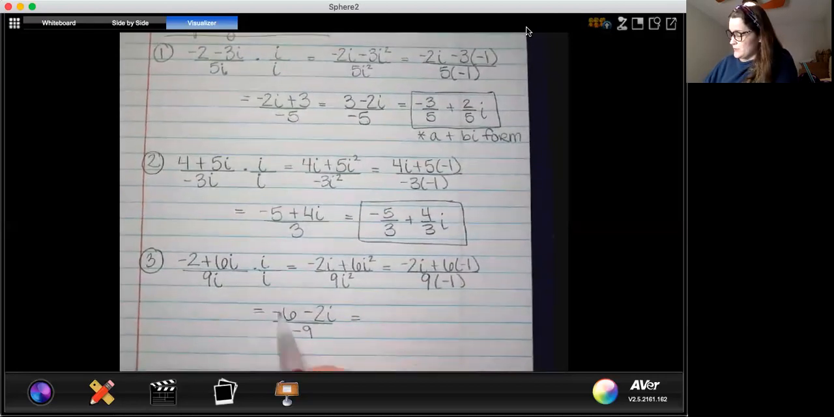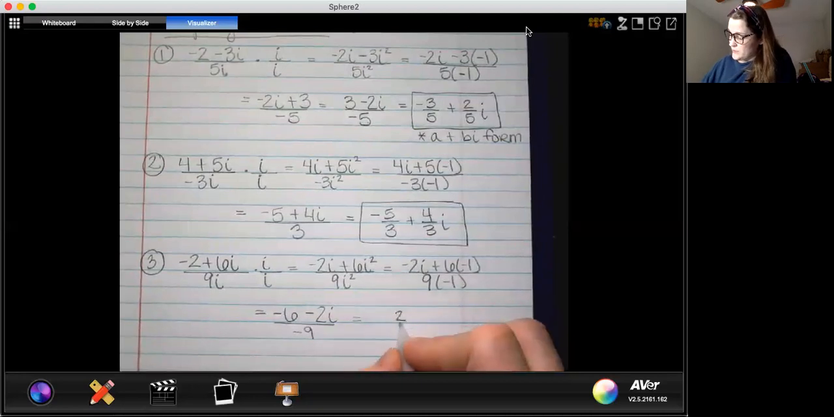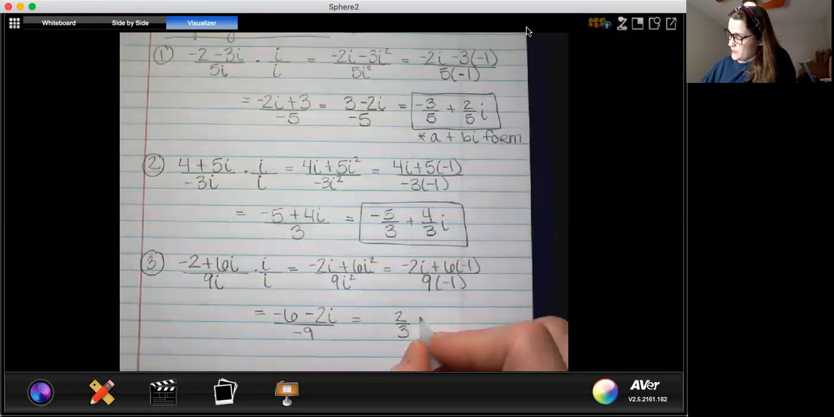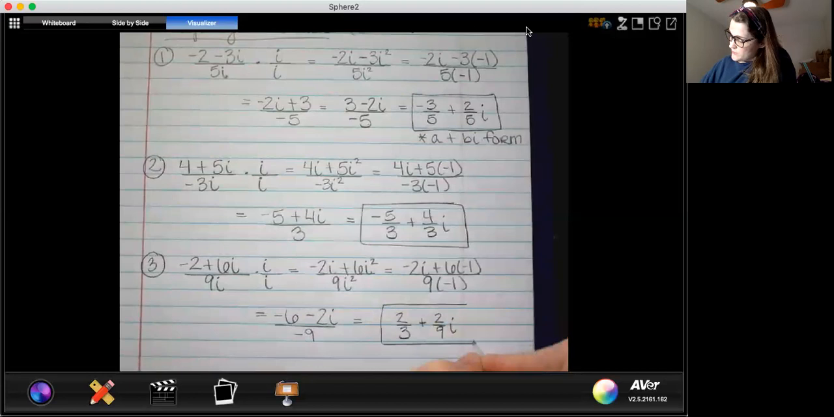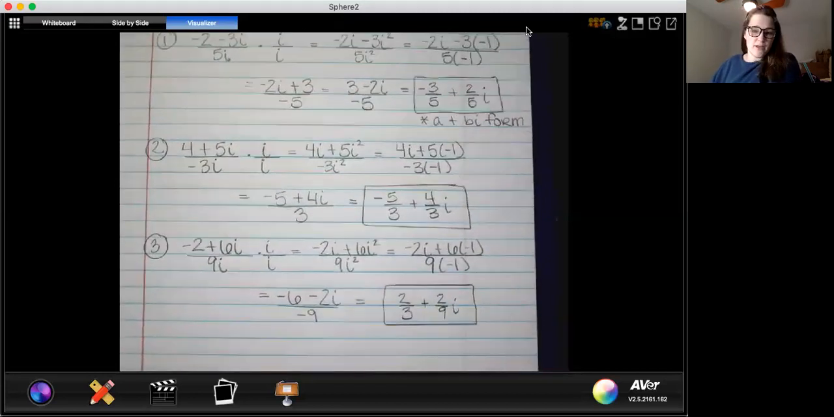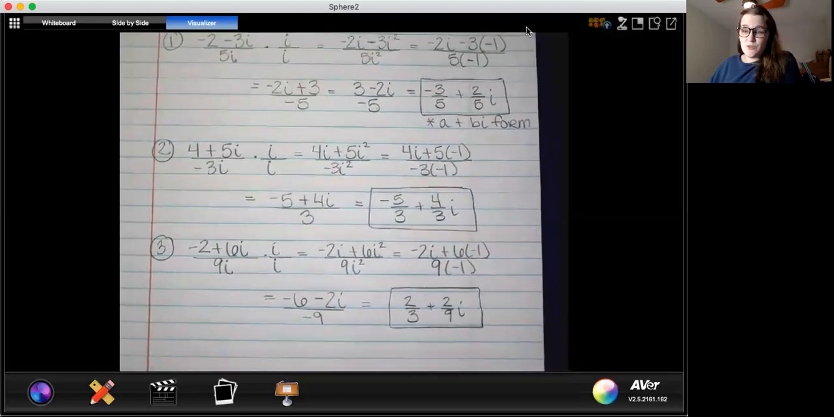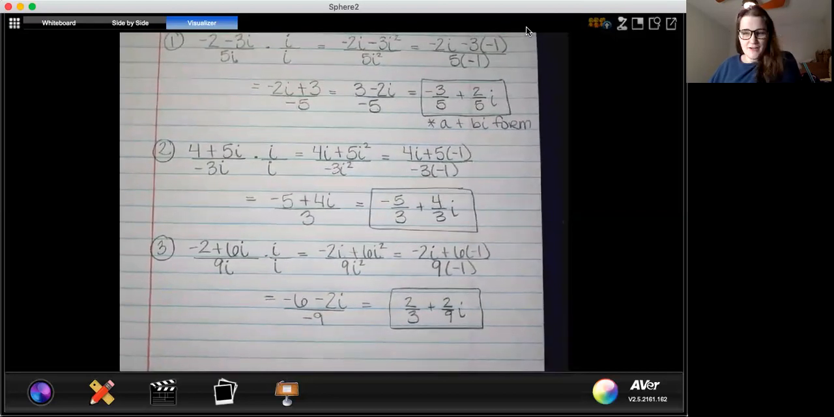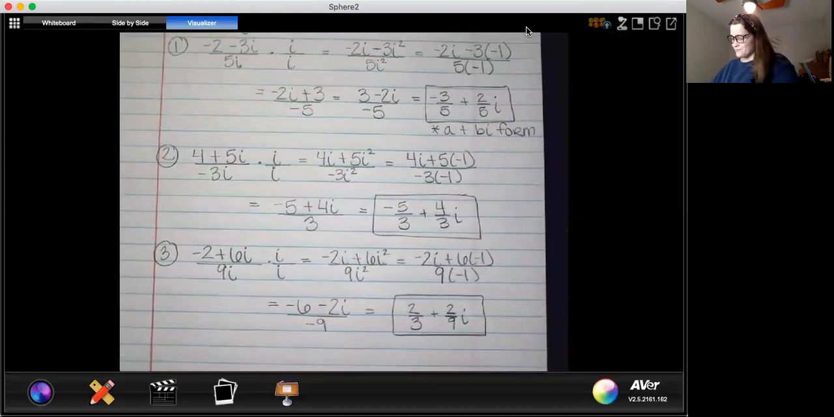But if you notice, we do have a fraction that gets simplified. -6 divided by -9. Well, it will turn positive, but 6/9 would simplify to 2/3, and -2 divided by -9 would become positive 2/9. So it is possible that the fractions will simplify. We just hadn't had one yet. Okay, so 2/3 plus 2/9 i would be your final and correct answer. So hopefully that one went well for you.